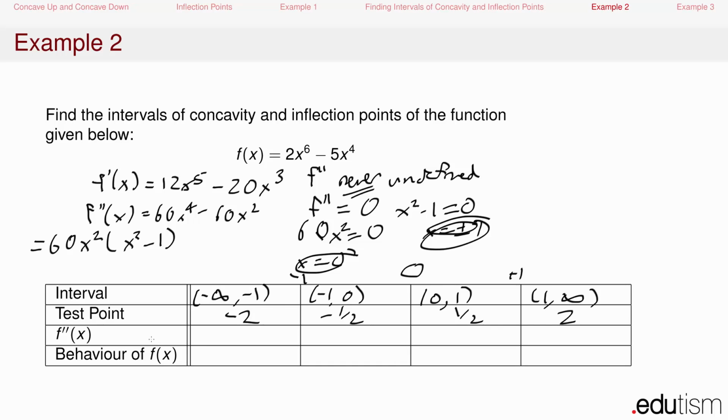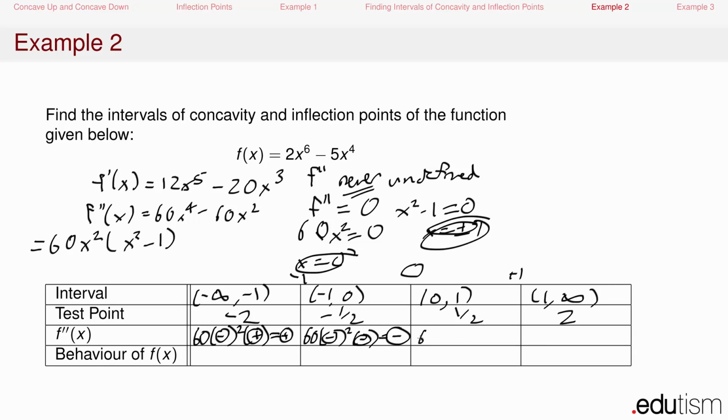So now I've got to figure out what does the second derivative do at each point. Well, here I'm going to have 60 times a negative number squared. Negative 2 squared minus 1 is 3, which is a positive number. A negative number squared is positive. Positive times positive gives me a positive result. If I put in negative 1/2, I'm still going to have 60 times a negative number squared. Negative 1/2 squared minus 1 actually turns out to be negative in this case. Negative squared is positive. Positive times negative gives me a negative result.